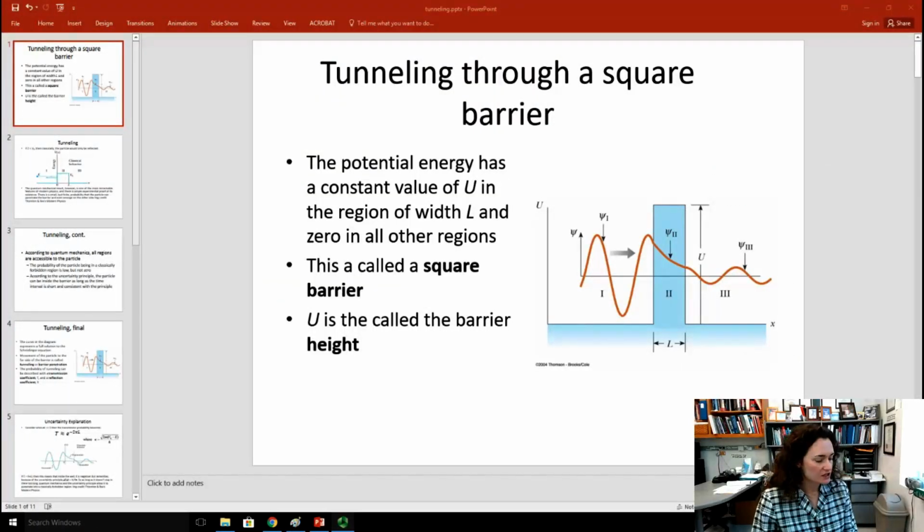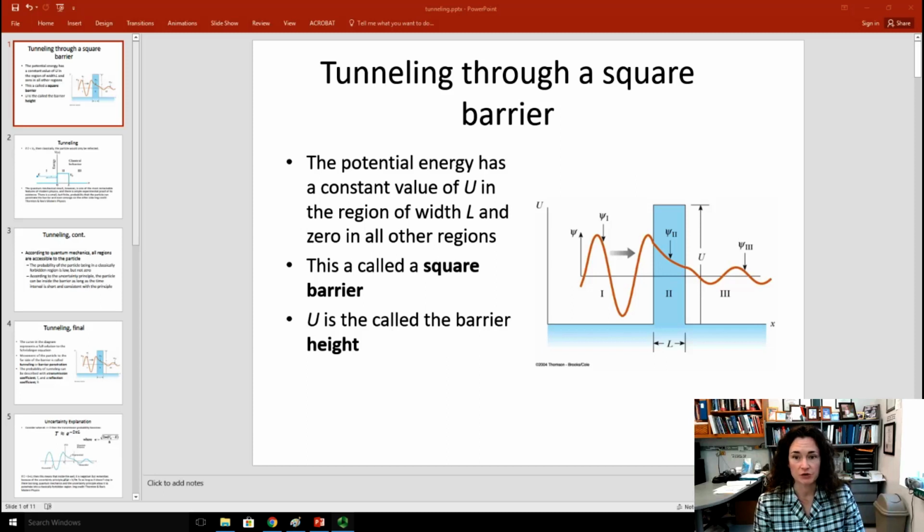So today I'd like to talk to you about quantum tunneling. And what we're going to discuss is the simplest possible potential to set up with this originally, and that's quantum tunneling through a square barrier. Now what we have here is a potential energy function that has a constant value over some length L and is zero otherwise, all right?